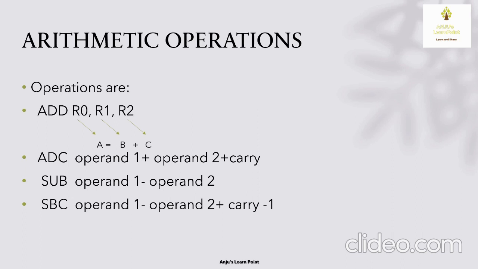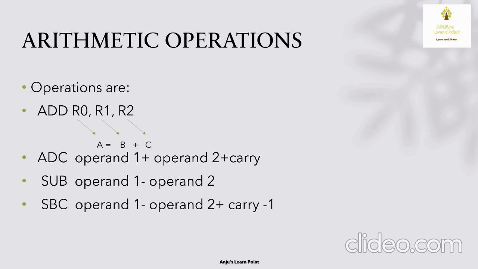Similarly, there are various other variants of arithmetic operations. The next one is ADC. How it is different from the add operation is that an extra carry is added to the contents in the registers. So we have the contents in one register added to the contents in the next register along with a carry, and the result is stored in a third register.